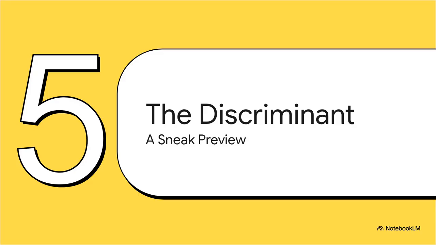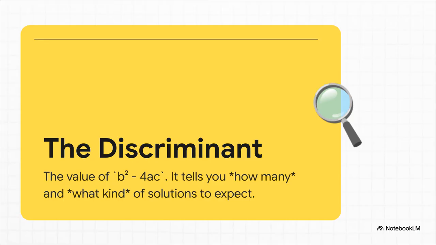But what if I told you there's a way to get a sneak peek at the ending before you even do all the work? Like a secret code hidden right inside the equation that tells you what kind of ending you're going to get. Well, there is, and it's called the discriminant. This tiny little piece of the big quadratic formula, b squared minus 4ac, it's just unbelievably powerful. It won't give you the exact answer, but it does something maybe even cooler. It tells you the nature of the ending.